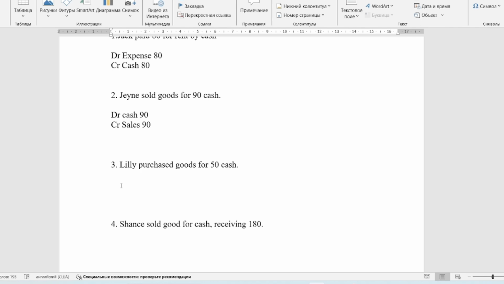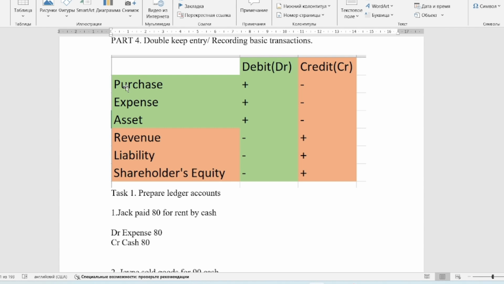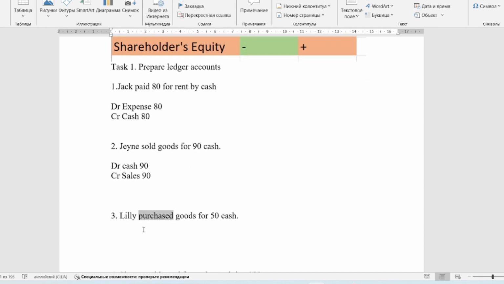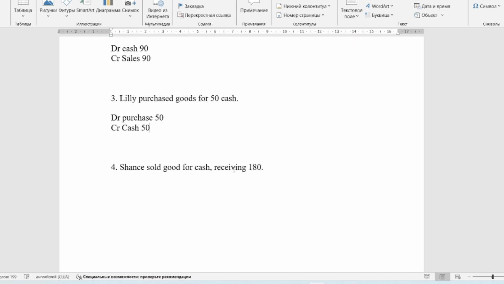Our third example is about Lily purchased goods for $50 in cash. We have a double effect on cash and purchase. If we take a look at this diagram, when there is an increase in purchase, it should be debit. So let's write it on the debit side. On debit, it is purchase 50, and on the credit side, again cash, because we bought goods. We have more purchases, more goods, but we have less cash. Cash 50.